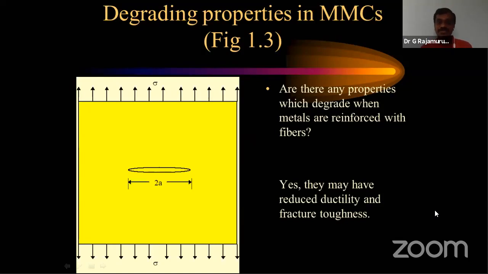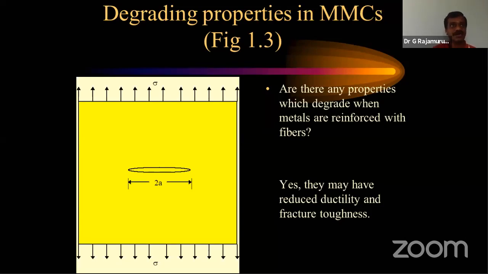So what are the degradation properties in metal matrix composites? In this figure, this 2A, I think you know that. You might have seen it somewhere else. This is the COD, crack opening displacement. This comes under the Griffith theory. I think you may know that.